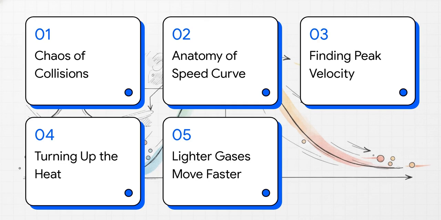Our agenda for today: first, we'll look at the chaos of collisions. Then, the anatomy of the speed curve. After that, finding the peak velocity, turning up the heat, and finally, why lighter gases move faster. Let's get right into it.